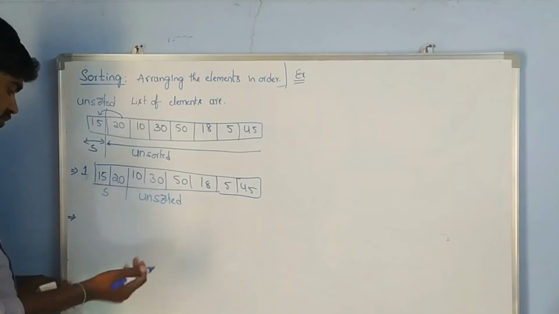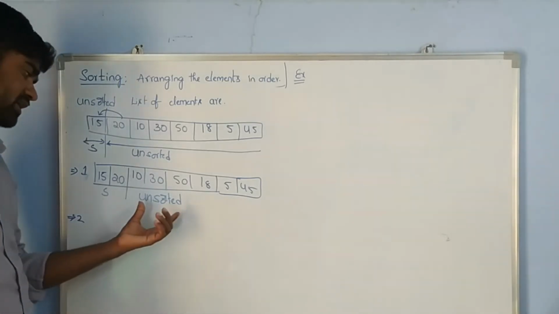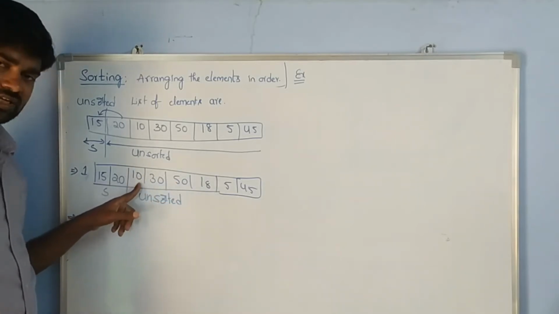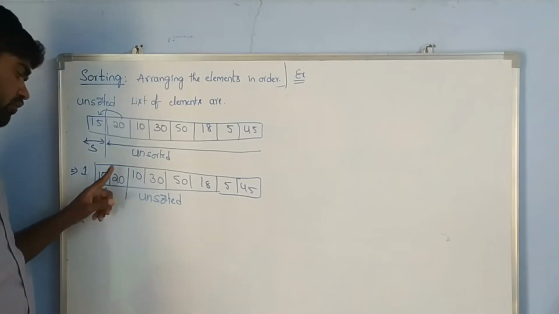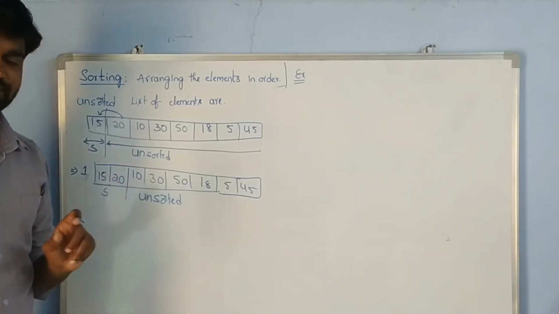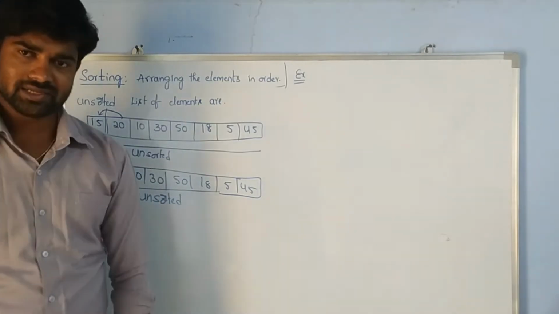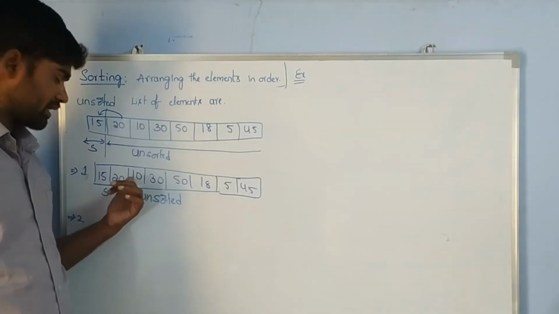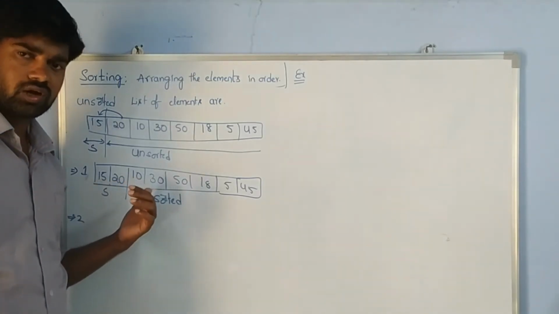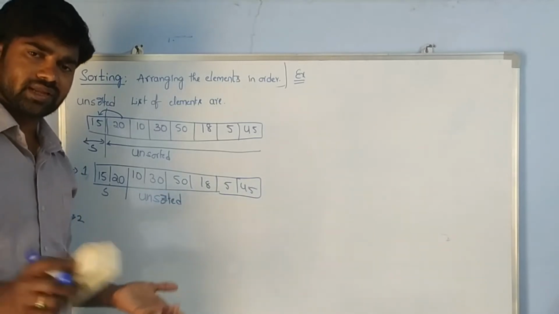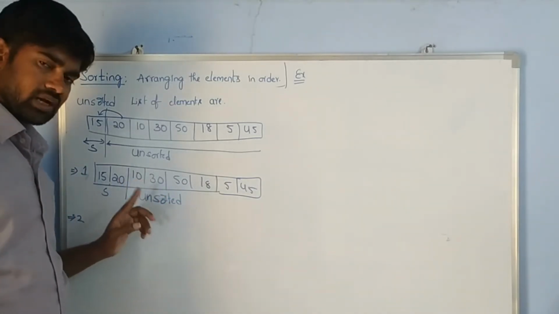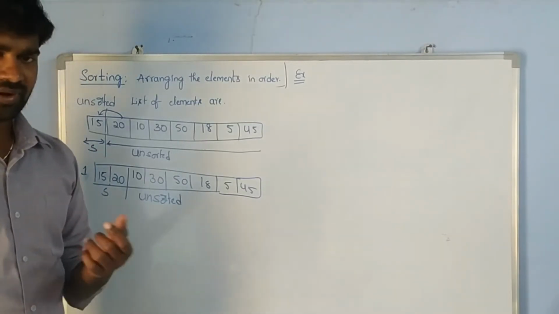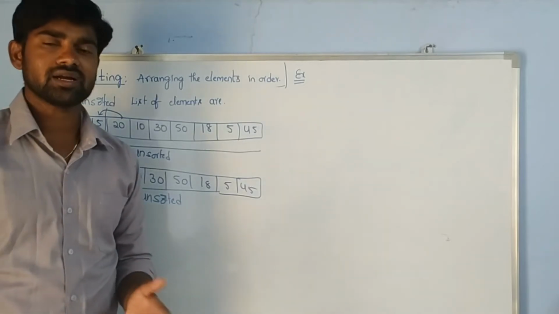Here in iteration number 2, we take the first element of the unsorted portion. What is the first element here? 10. Now we move it into the sorted portion in a specified order, either ascending order or descending order. If you want to arrange in ascending order, you need to check whether 10 is less than 20 or not. If you want descending order, you need to check whether 10 is greater than 20 or not. Depending on the condition, the relational operator, you can write in ascending or descending order.